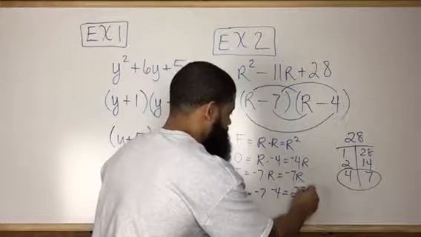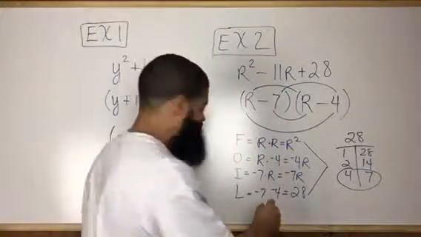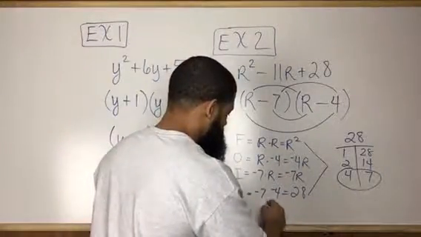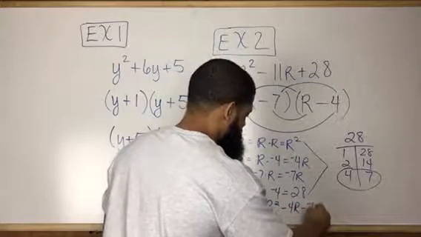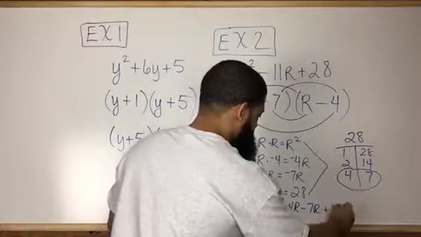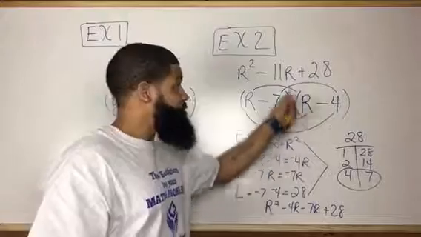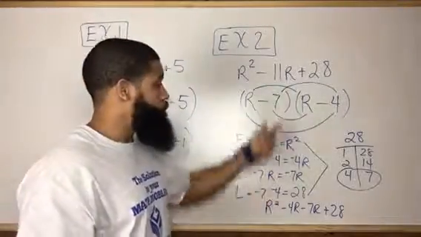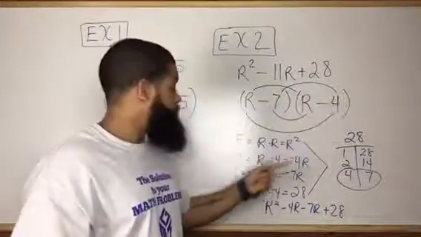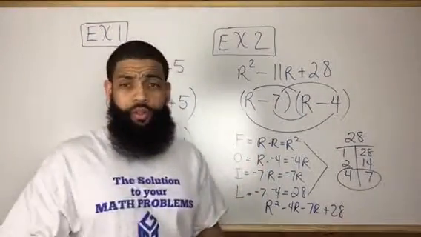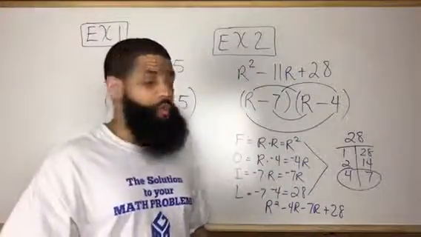And that gives me positive 28. And when I put all this back together, I have r squared minus 4r minus 7r plus 28. Notice negative 4r minus 7r combined to give me negative 11r. So you can always check to see if you've factored it correctly by using the FOIL method. There's several other methods you can use as well, but this is a common method, the FOIL method, okay?